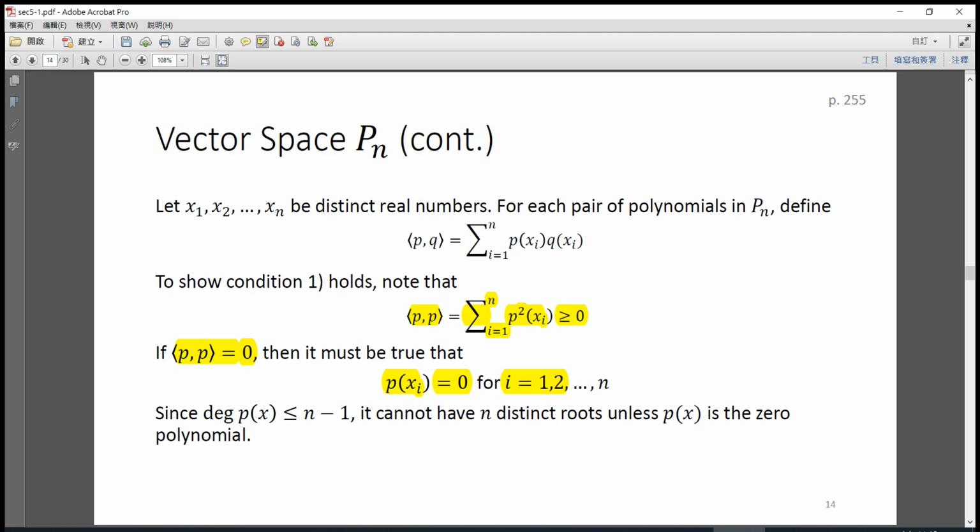Recall that x_1, x_2 up to x_n are distinct real numbers, and this means p has n distinct roots, which is a contradiction because p is a polynomial in P_n, and each polynomial in P_n is of degree less than n. So the degree of p is less than or equal to n minus 1, and p cannot have n distinct roots unless p is the zero polynomial. Hence, the equality holds if and only if p is the zero polynomial, and therefore the proof is finished.